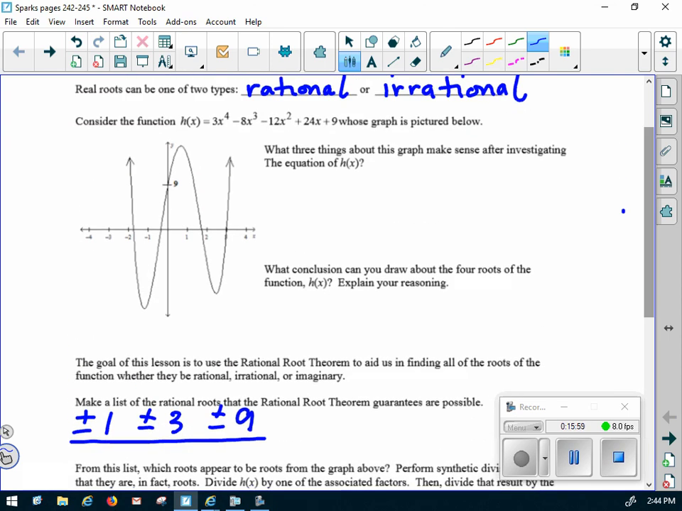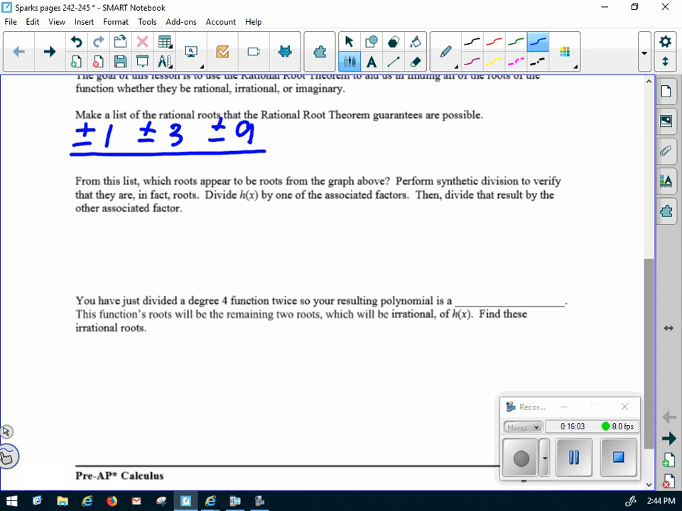Where does the denominator come from? The leading coefficient. What are all the factors of the leading coefficient? No. So what would this give me? Plus or minus 1, plus or minus 1/3, plus or minus 3, plus or minus 1, 9, and 3.